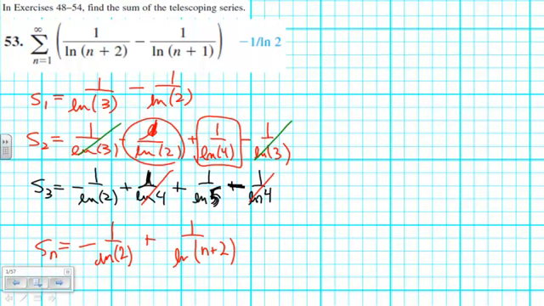And then we ask, what is the sum? The sum is the limit, as n approaches infinity, of the nth partial sum. And what happens when n gets really big here? It goes to infinity. The natural log of infinity is infinity.